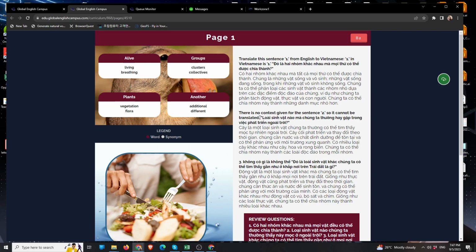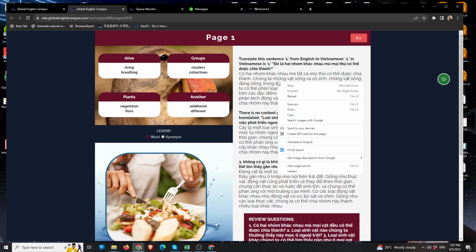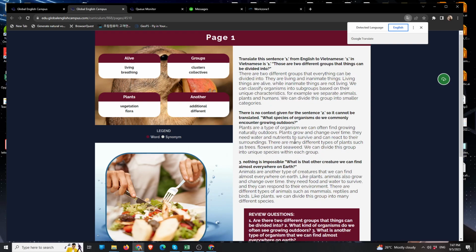There's no context given to this sentence, so it cannot be translated. Looks like it was translated. This sentence, we're getting some weird stuff coming in. Let me translate to English and see what we get. Those are two different groups that things can be divided into. It should be what are two different groups. There are two different groups that everything can be divided into. They are living and inanimate things. Living things are alive, while inanimate things are not living. We can classify organisms into subgroups based on their unique characteristics.